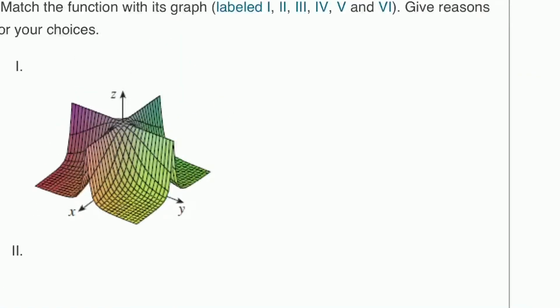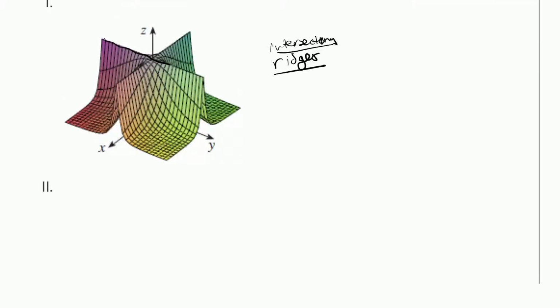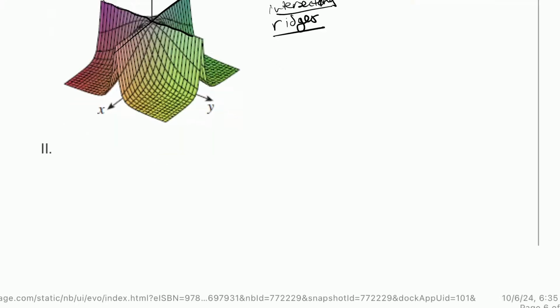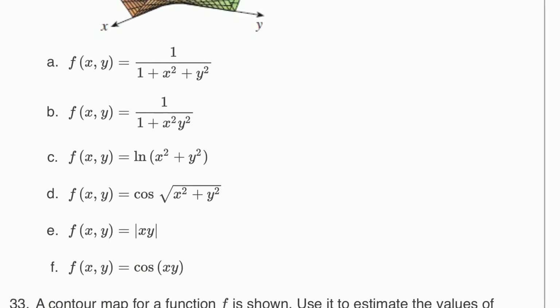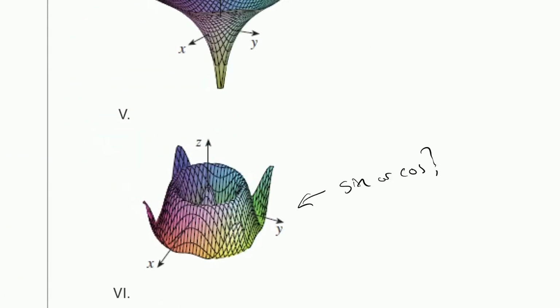Ooh, this one is interesting. That one has ridges. Intersecting ridges. You see the ridges like here, there's a ridge, and then it's flat and low on the other points. So it's like two mountain ranges that intersect maybe. Okay, now let's go look at these things. Oh, there's some cosines and sines. So I'm guessing that those two correspond with the two that I labeled sine or cosine.